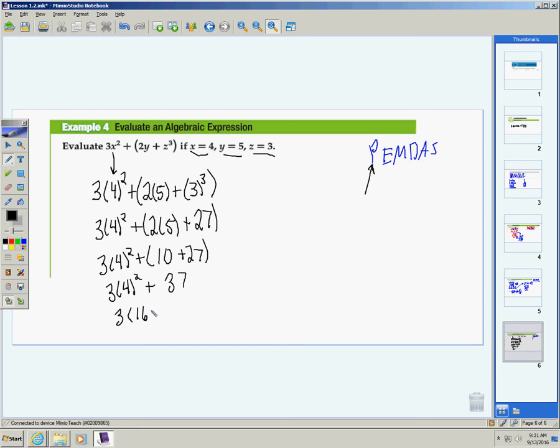Now I'm going to do my multiplication. 3 times 16 gives me 48, plus 37. And now I'm left with an easy addition problem. 48 plus 37, and that should give me 85.